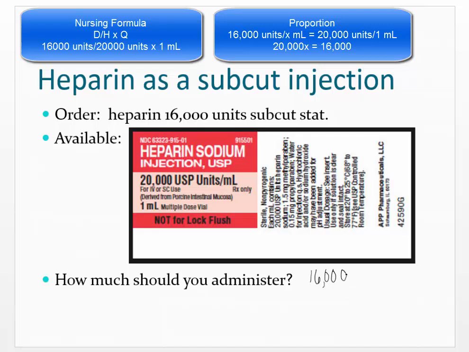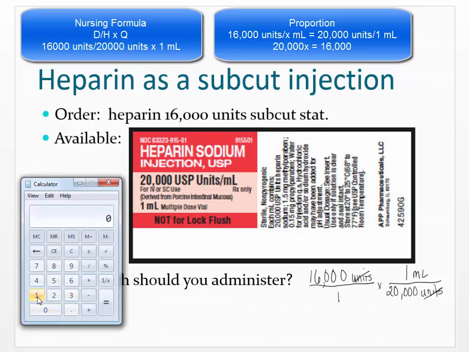So the order is for 16,000 units. Be careful with all those zeros. And that is given as a one-time dose. The strength of the med is 20,000 units, and I put that on the bottom of my fraction so that the units cancel. And that 20,000 units is in 1 milliliter. So my label of units will cancel, and I'm ready to go to my calculator.